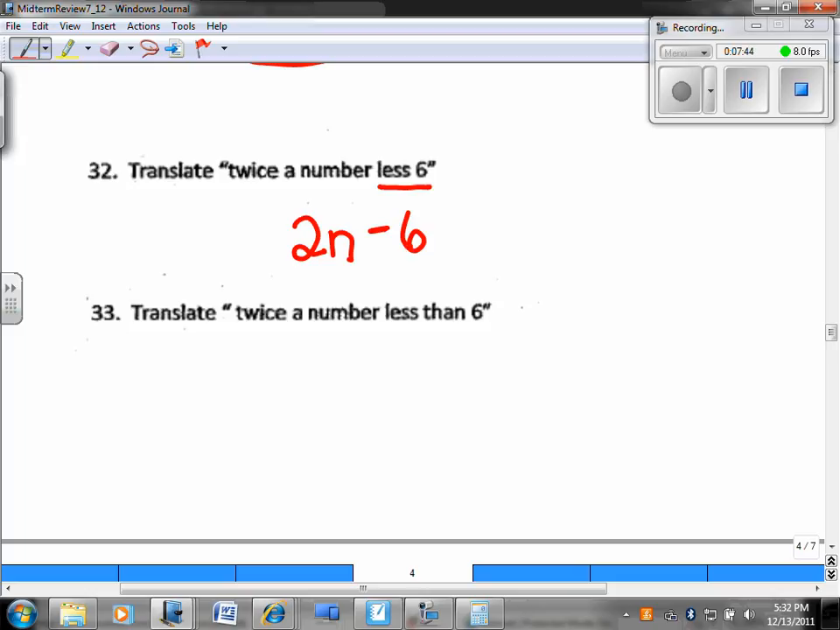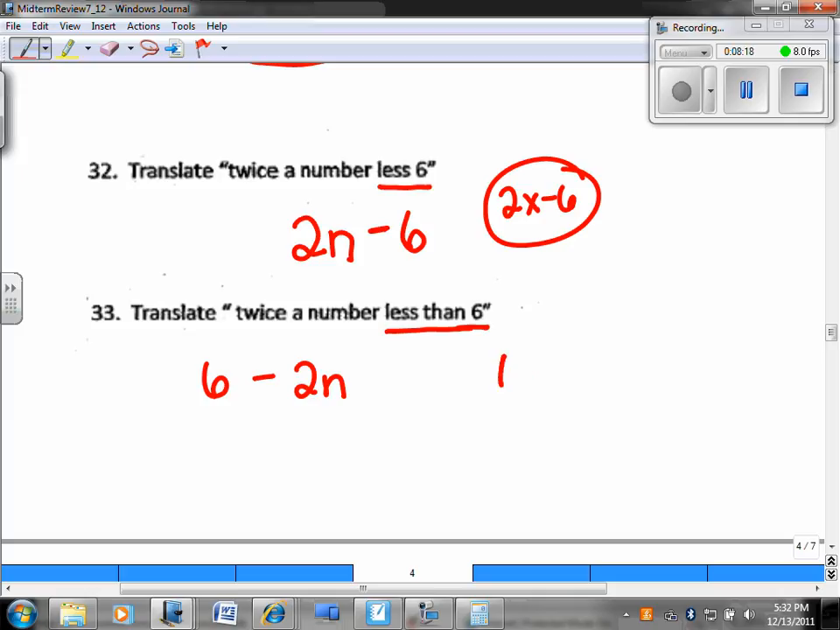Now 33 says twice a number, so we're going to have 2n once again. But this time it says less than 6. It's less than 6, so we're going to subtract this part from 6. So it's going to be 6 minus 2n. Now you can use whatever variable you like. On the answer key that was given out in class, it says 2x minus 6. That's the same thing. It's just what variable did you use. Down here it says 6 minus 2x. I just happened to use n on mine.